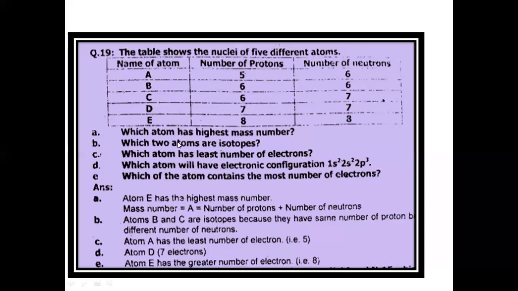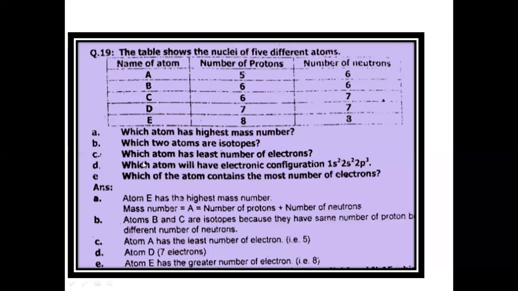B part: which two atoms are isotopes? So isotopes, I told you, have the same atomic number. Same atomic number means they have the same number of protons. So B has 6 protons and C has 6 protons. So it means B and C. B and C are isotopes because they have the same number of protons but different number of neutrons. B has 6 neutrons and C has 7 neutrons. So neutrons are different, but the number of protons is the same. So B and C are the isotopes.